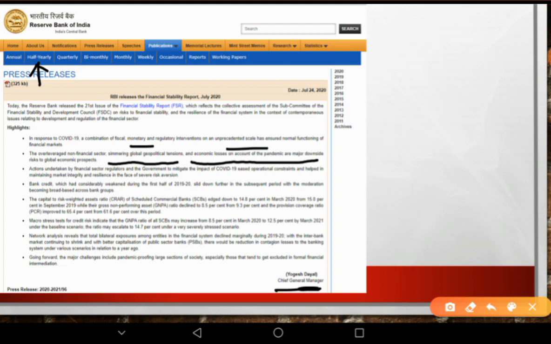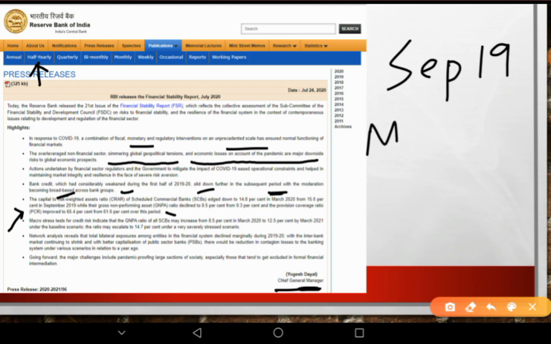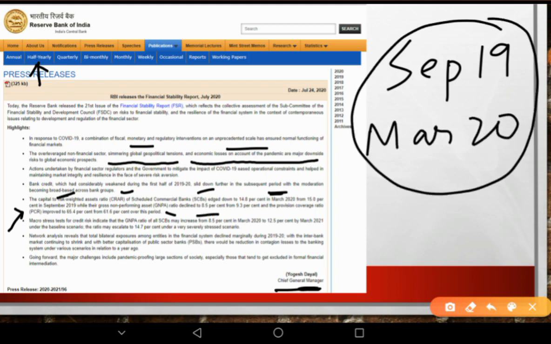Apart from that, it has already been mentioned that the CRAR, SCB, GNPA, these terms as well as PCR. So what we have seen is all these things have reduced from March 2020 compared to September 2019. So when I talk about September 2019 to March 2020, things have improved a little bit for the Indian financial system as well as the banking system. But now after Corona, it's going downside, it's getting worsened. So that's a bad sign for the Indian economy.